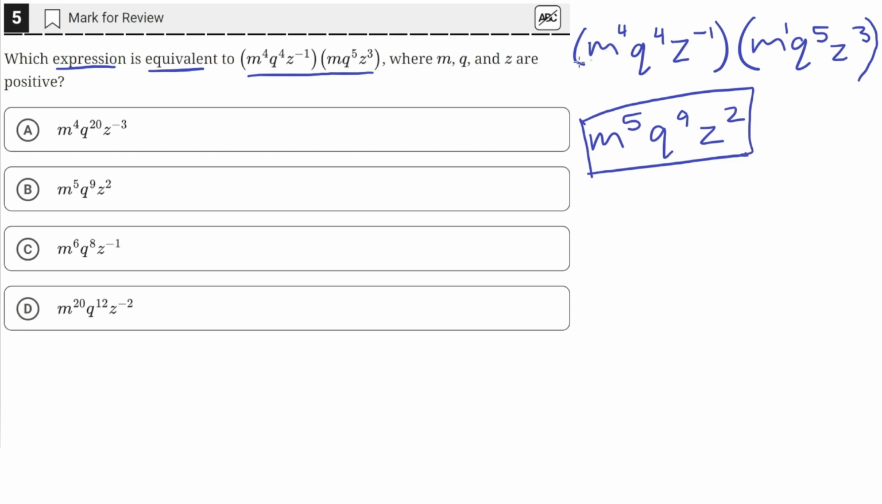We were able to just multiply these together since multiplication is commutative, and these bases are the same, so we can add the exponents. And the only answer choice that has this expression we just derived is answer choice B. So answer choice B is the correct answer.